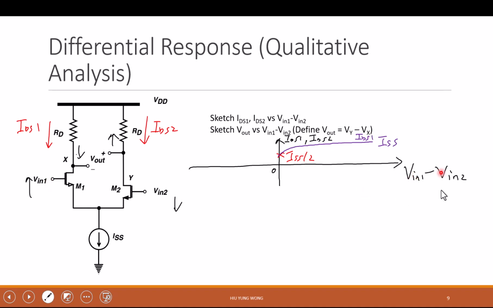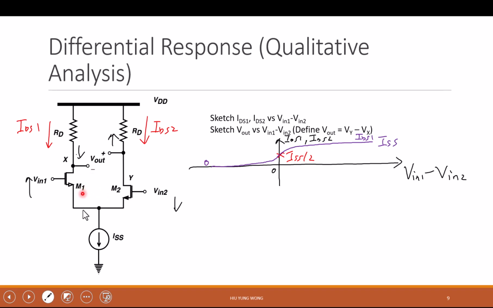It means now Vin1 is less than Vin2, so it's in the negative regime. What happened to my current? Just go down, right? And until what? Will it be negative ISS? If it is negative ISS, it means you have current going up, but because voltage is high on top, right? So it's to 0. But when it's 0, it means it is in what operating condition? Cut off.